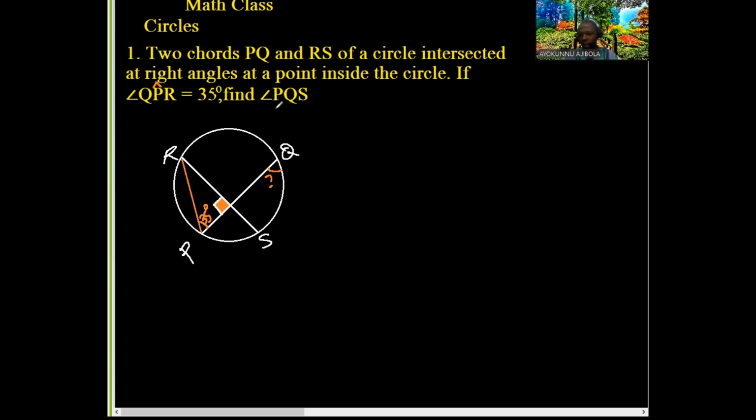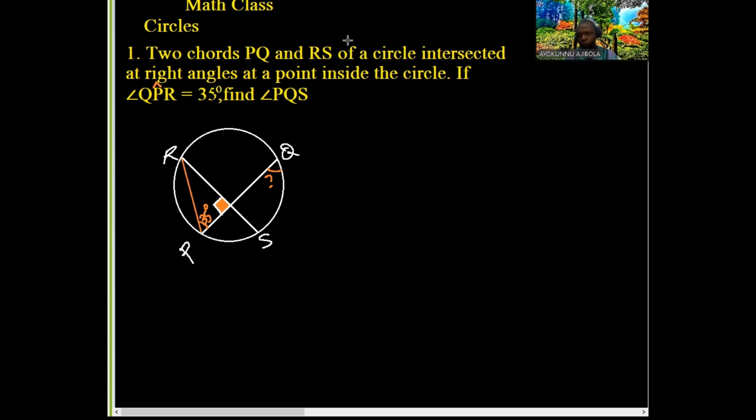So the question is to find angle PQS. Now from P to Q to S, the one at the middle again is what we're looking for. That's why I asked Moses to say how you got 55, which I confirmed is the answer. But I'm explaining so that you can get a better understanding.